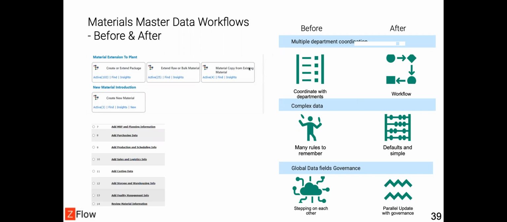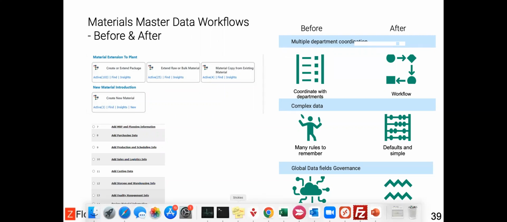And coming to the right-hand side, before zFlow implementation, we used to have a lot of people getting involved, and they were required to remember a lot of rules specific to each material type, whether it is trading material, finished goods, or raw materials. The values change, the MRP elements, the procurement, the plant data view, the warehouse view, each and every piece of information changes with the material type in our industry or plant. So remembering those rules was really difficult.